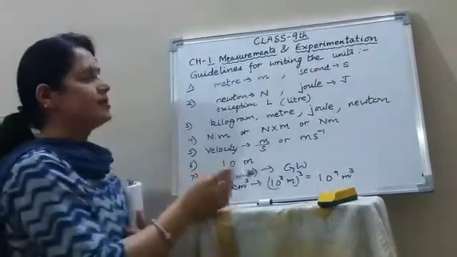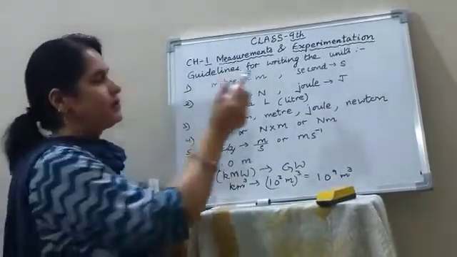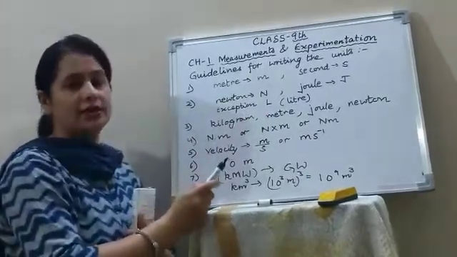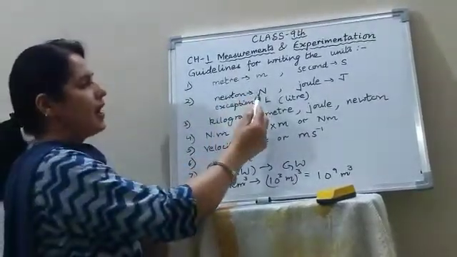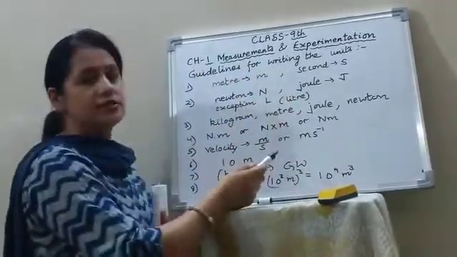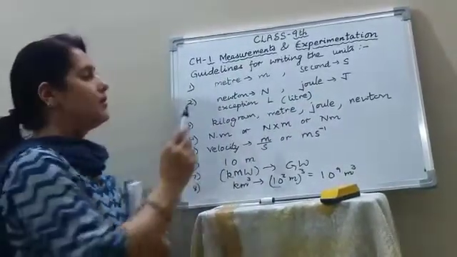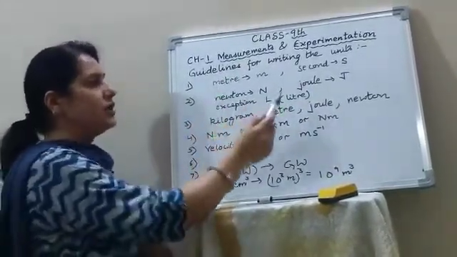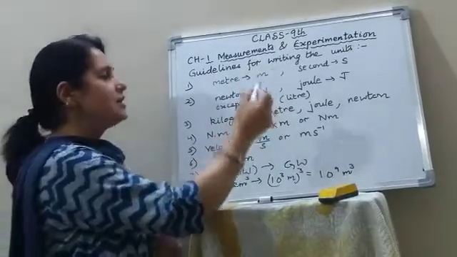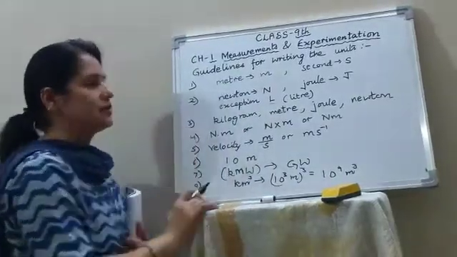But the second point is that if the unit is named after a scientist, then it is represented by a capital letter. Like Newton. Newton was a scientist, so it is represented by capital N. Similarly, Joule is named after a scientist, so it is represented by capital J. But there is an exception in liter. Although the liter unit is not named after a scientist, still capital L is used to represent it.